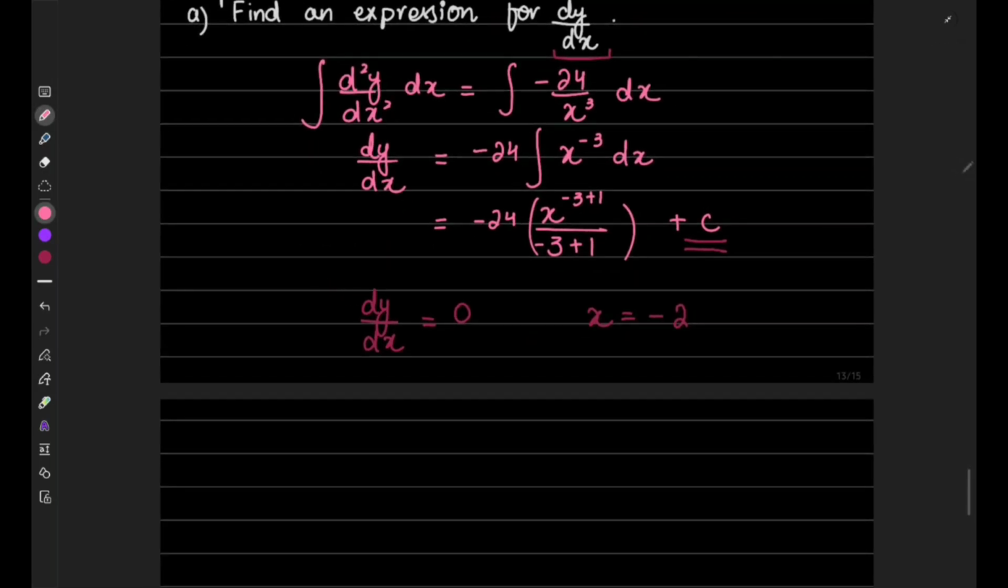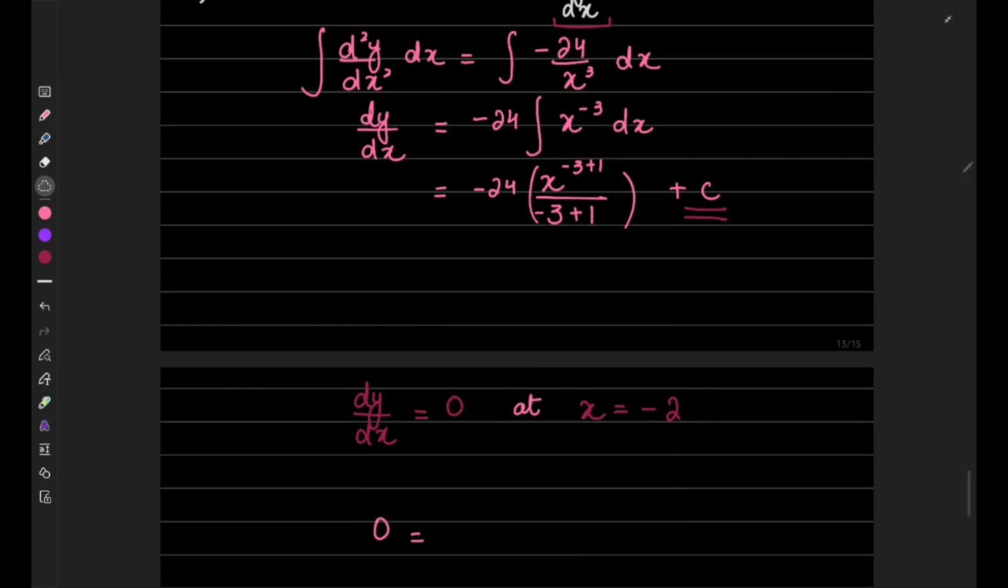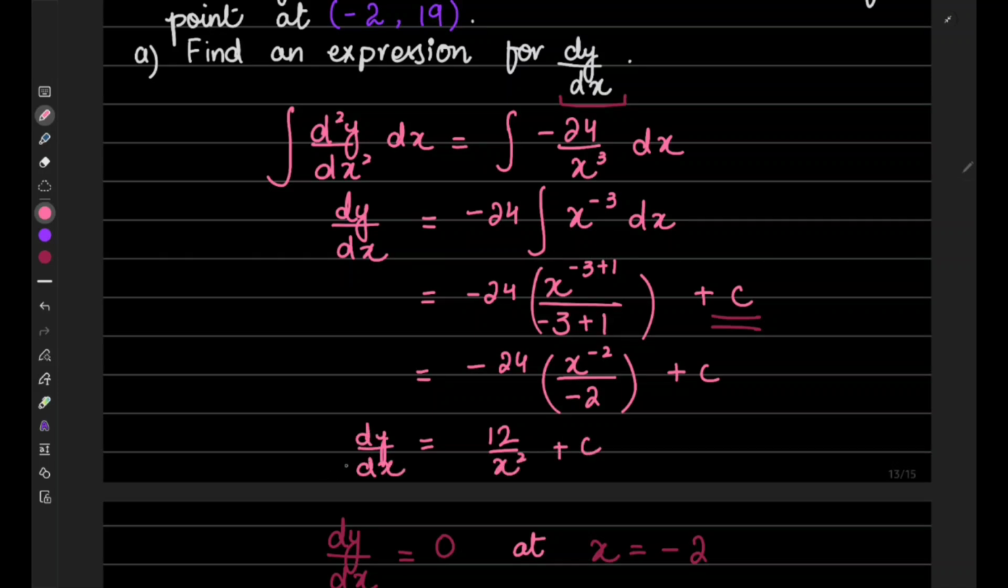Your dy by dx equals 0 at x equals minus 2. So 0 will be equal to, one second, we haven't simplified it yet. So first simplify this further. Minus 24 x to the power minus 2 over minus 2 plus c, and that gives you 12 over x square plus c. So this is the expression for the first derivative.